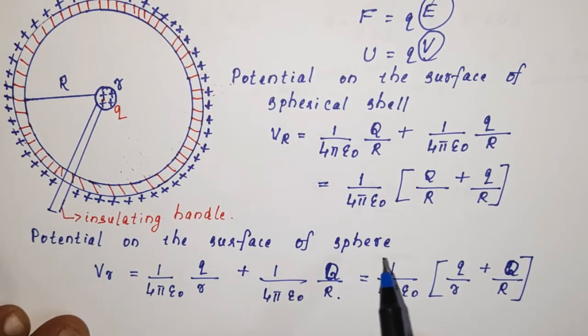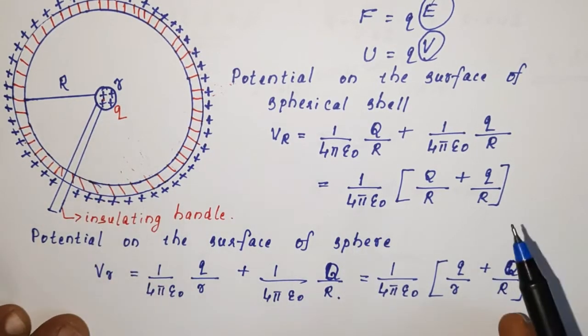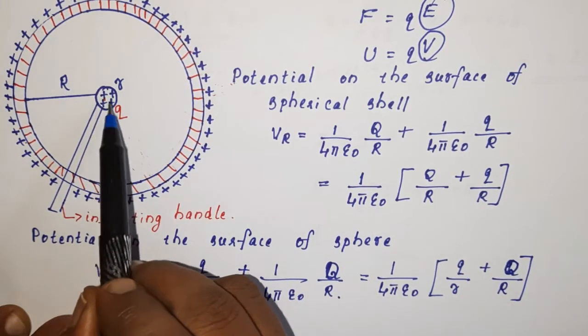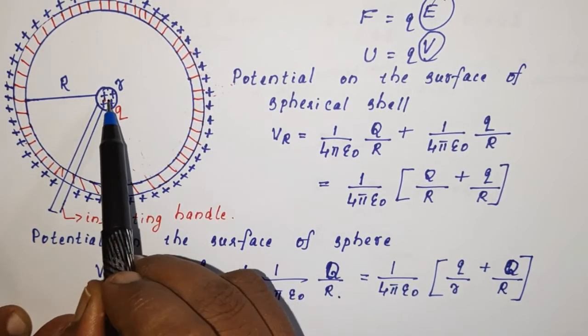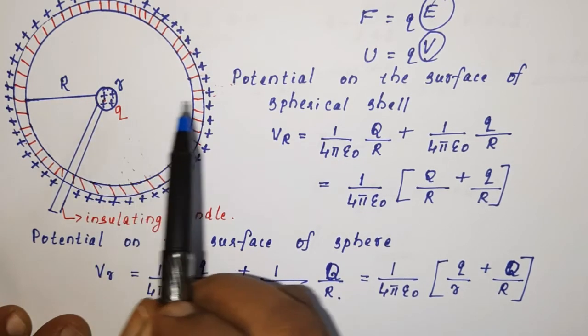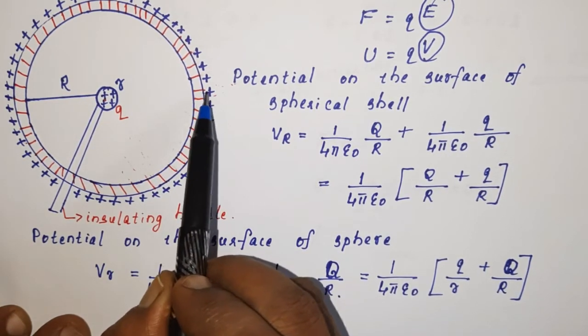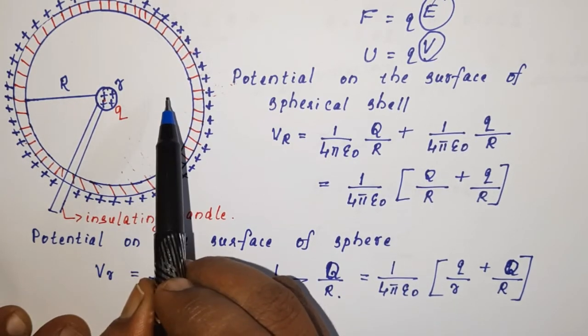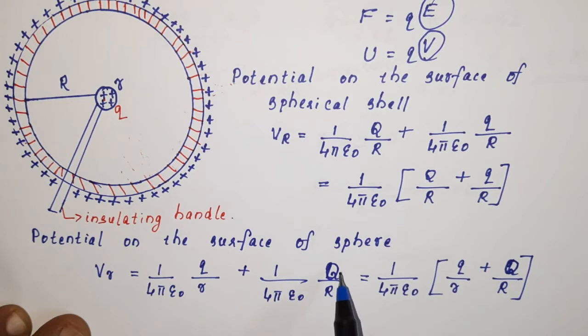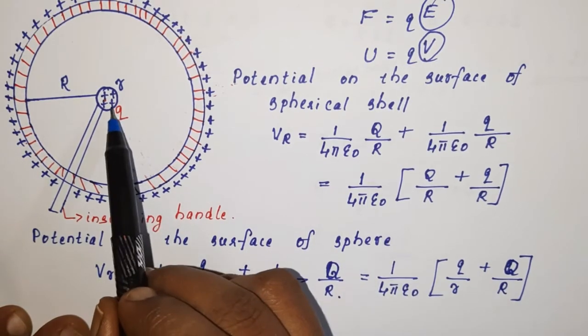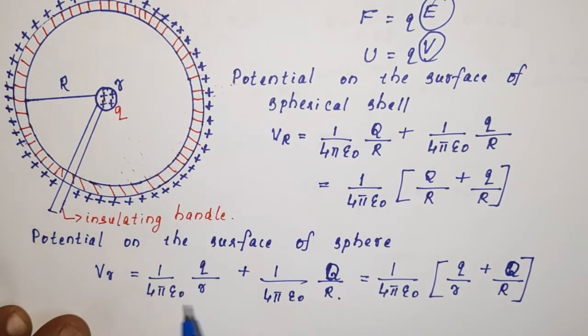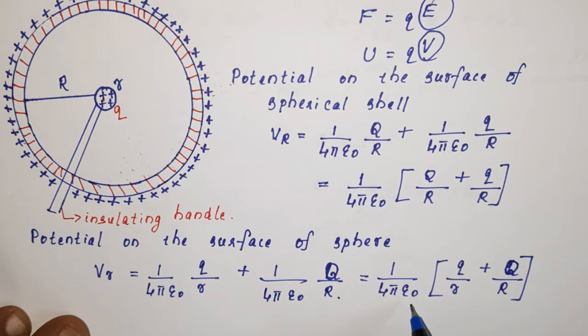The potential on the surface of the charged sphere is equal to the potential produced by the charged sphere plus the potential due to the spherical shell. Since the charged sphere is kept inside the spherical shell, there is a potential due to this spherical shell. Inside the spherical shell, the potential is constant, and that potential is 1 by 4 pi epsilon 0 into Q by R. So on the surface of the sphere, that potential is there, plus the potential produced by its own charge, which is 1 by 4 pi epsilon 0 into q by r. By combining, we have 1 by 4 pi epsilon 0 into (Q by R plus q by r).